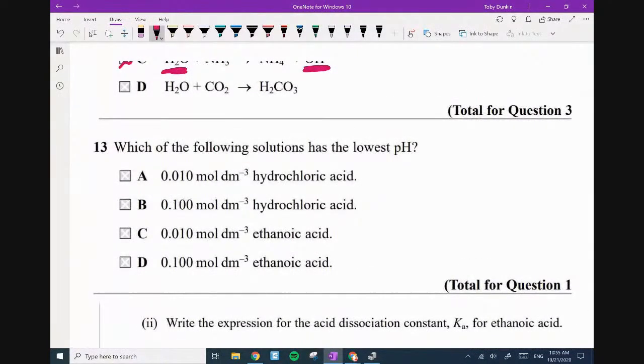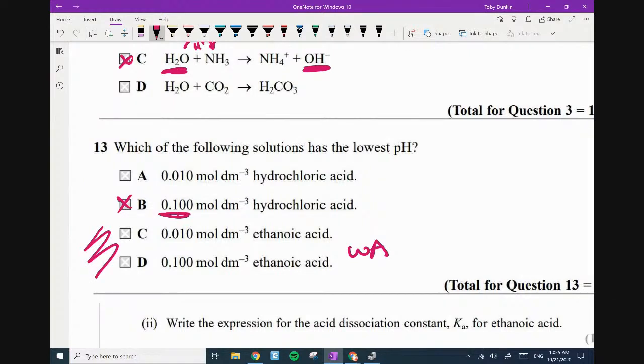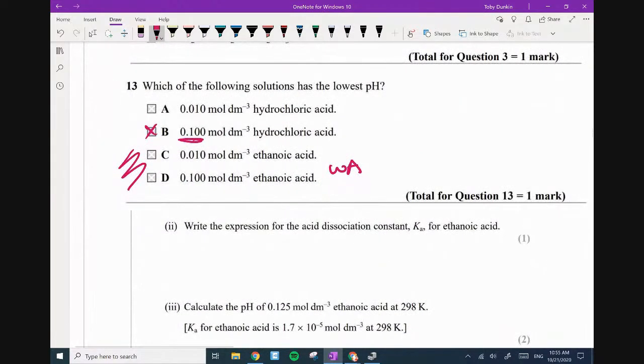Next, which of the following solutions has the lowest pH? Oh, you've got to run them all? The lowest pH. The answer is B. Don't even need to run it. We know that these guys are weak acids, so we scrap those two immediately. And who's the strongest? Who's got the higher concentration? If you want to run them all, you can, but I wouldn't even bother. You know that the strong hydrochloric acid with the higher concentration is going to have the lower pH. So it's B. Clever that.